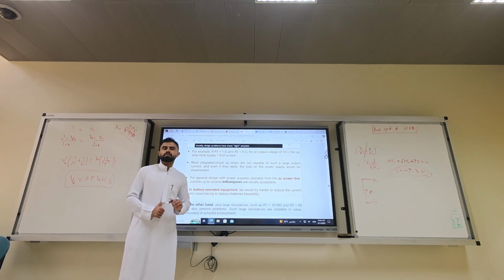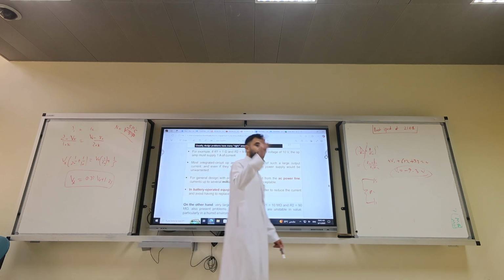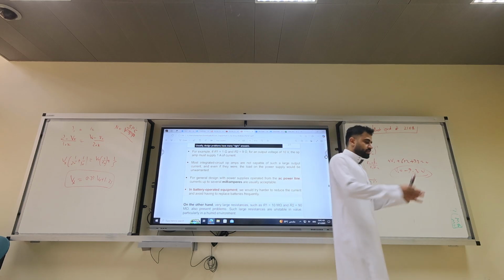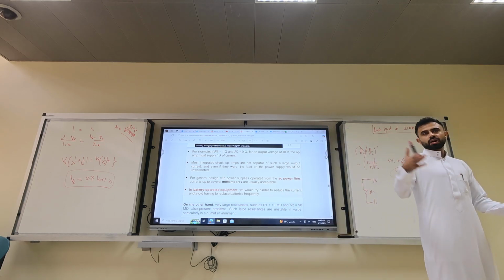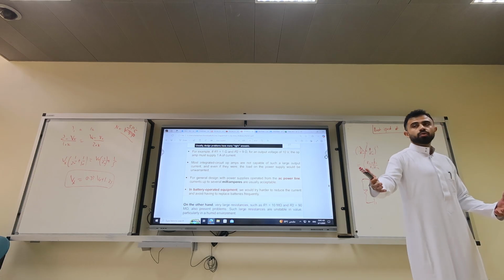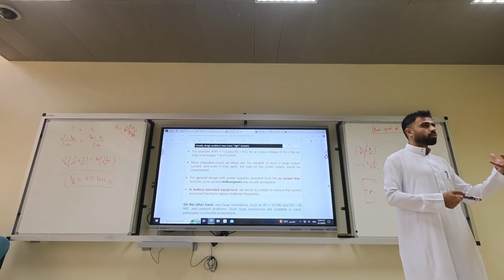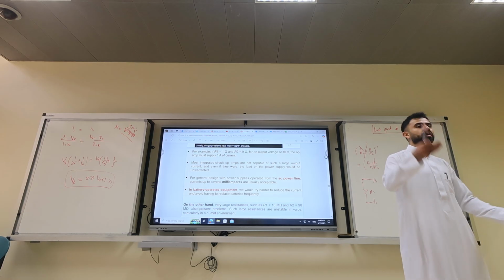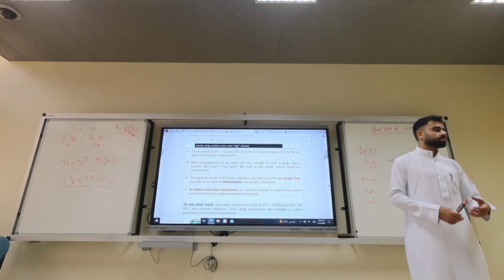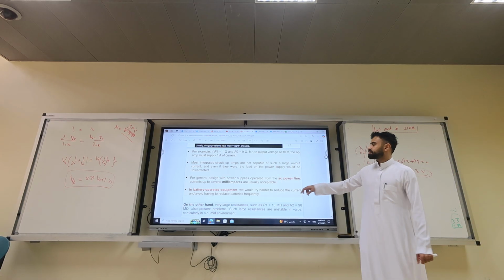For general design with power supplies operated from the AC power line, currents up to several milliamps are okay. And how to get milliamps? You need to have kilo ohms. Remember this. If you want to have a circuit with milliamps, it's better for you to have resistors in kilo ohms. That's why in the lab you have lots of kilo ohms, because you don't want to have 1 amp or 2 amp. You want to have 1 milli, 2 milli, 5 milli, 100 milli max. Okay? Of course, for the supply, 5, 10.